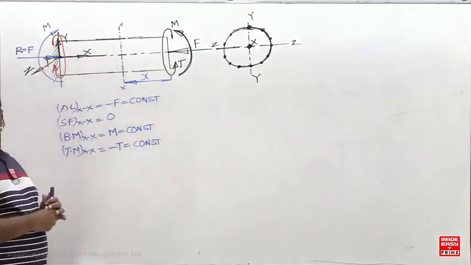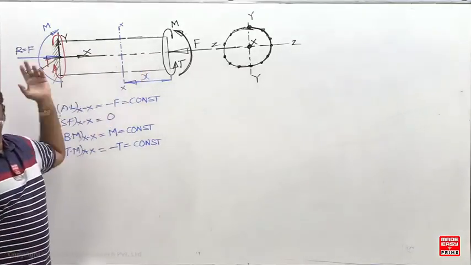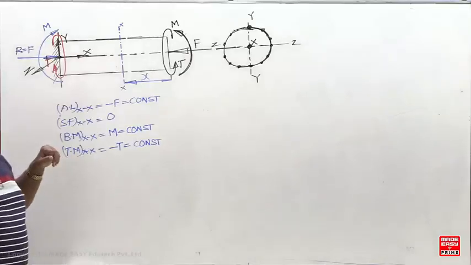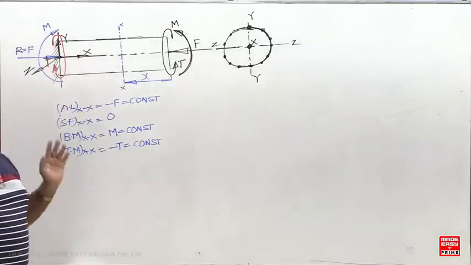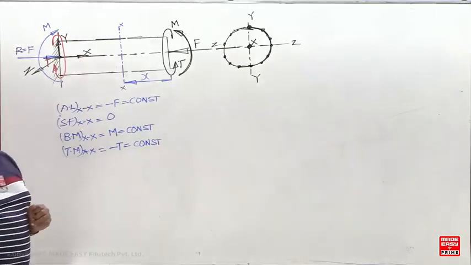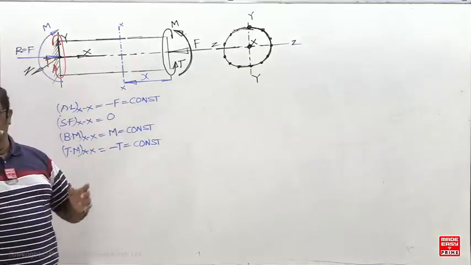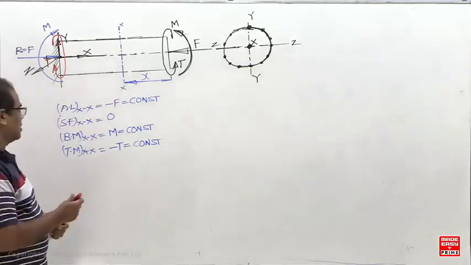So all are rectangle. All are rectangle means what? Every cross section load is same. Means every cross section is critical. So you can take any cross section, you can take it.